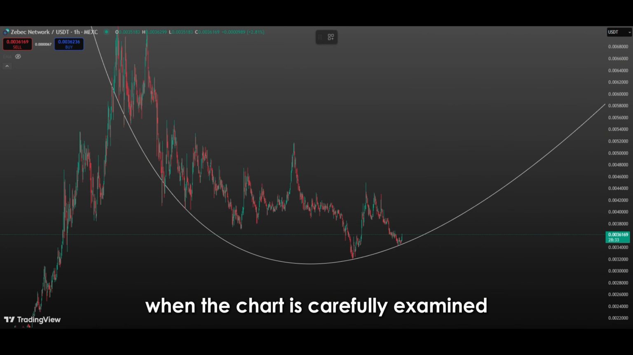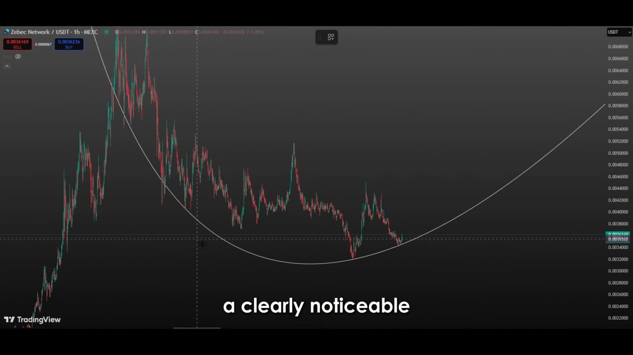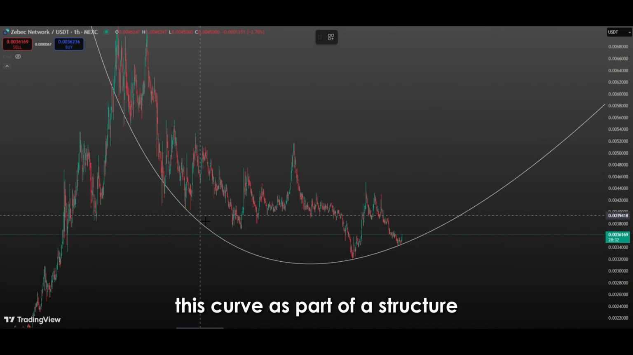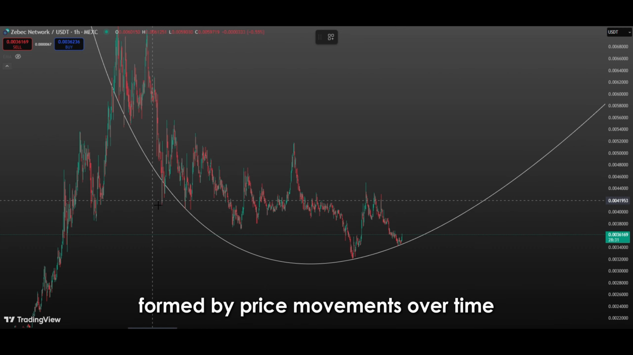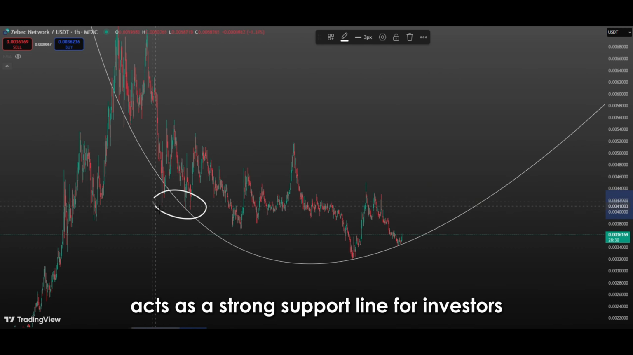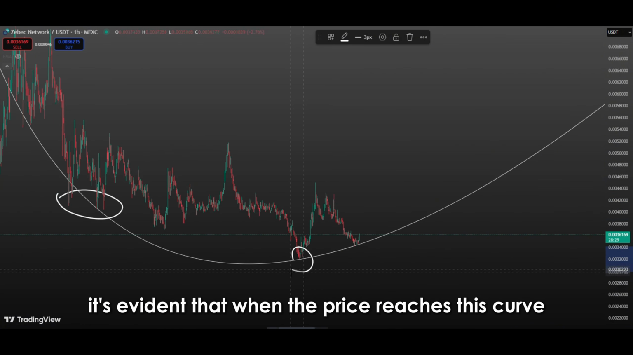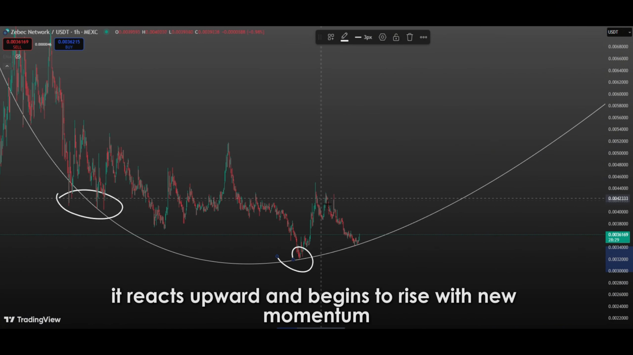When the chart is carefully examined, a clearly noticeable upward curving formation stands out. This curve, as part of a structure formed by price movements over time, acts as a strong support line for investors. Especially when looking at past movements, it's evident that when the price reaches this curve, it reacts upward and begins to rise with new momentum.